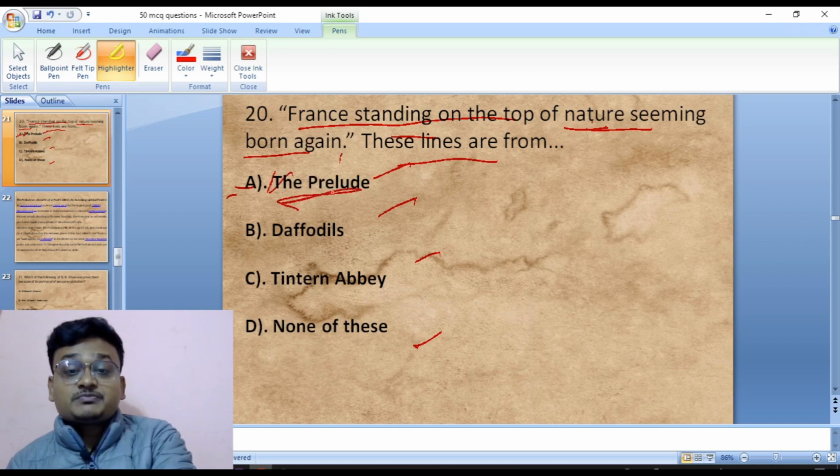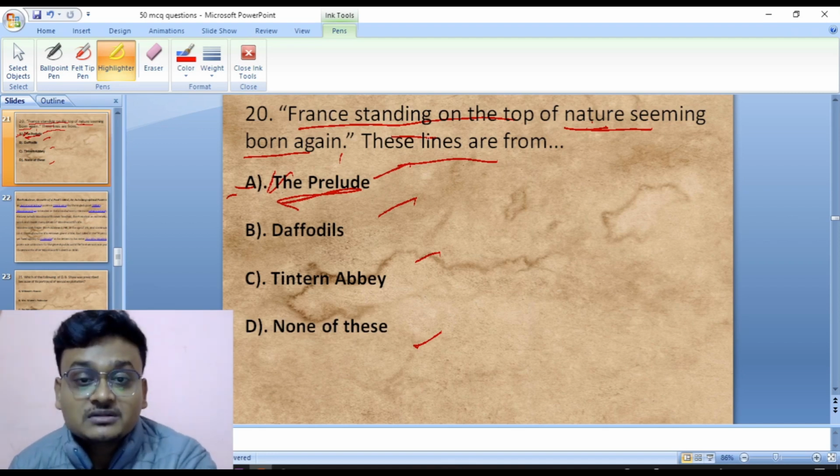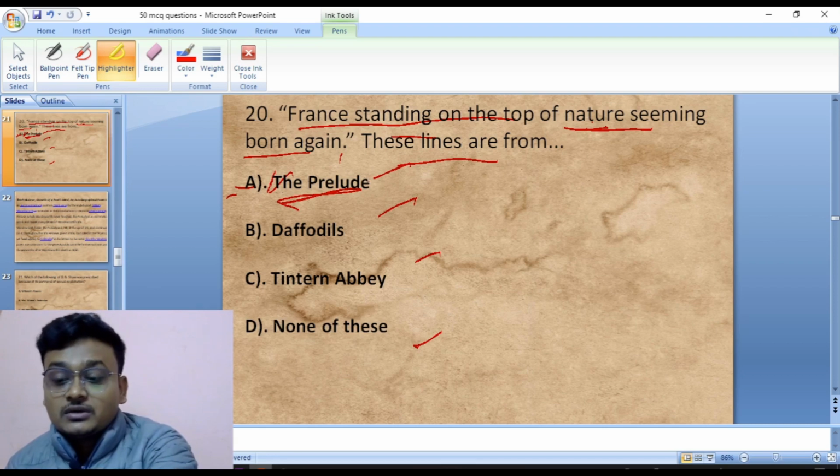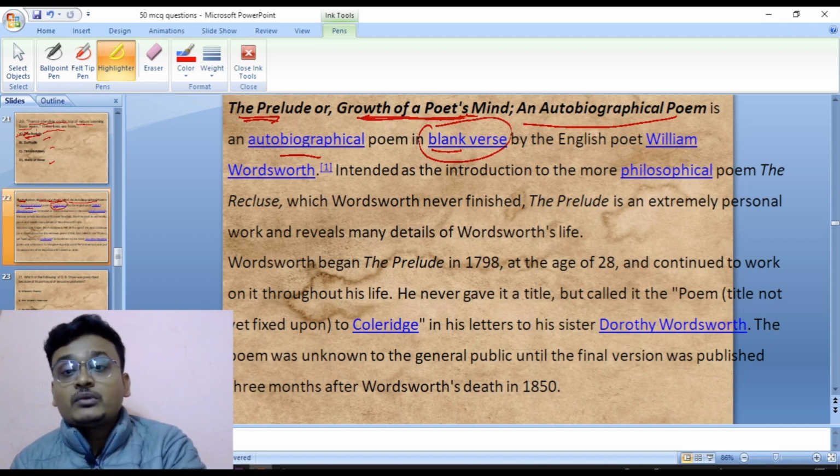That was published posthumously after the death of Wordsworth. The Prelude also has a subtitle, Growth of a Poet's Mind. It is an autobiographical poem in blank verse. So the Prelude was written in blank verse, and its subtitle is Growth of a Poet's Mind, an autobiographical poem by the English poet William Wordsworth, intended as the introduction to the more philosophical poem.